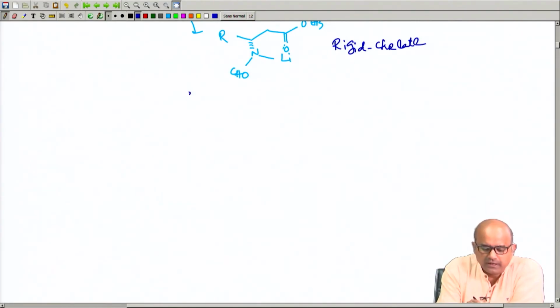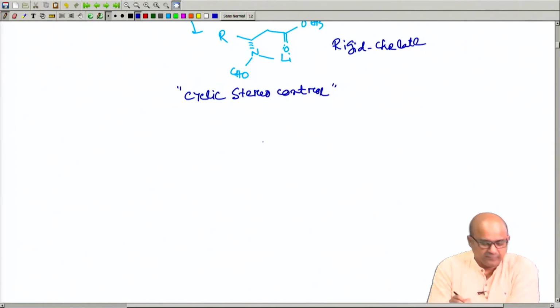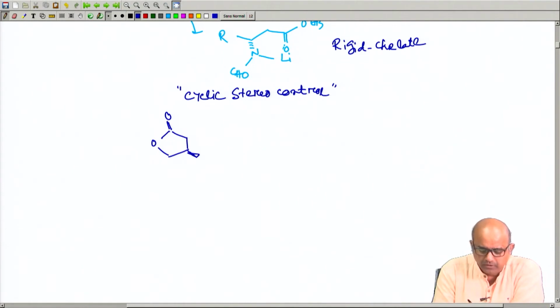But on the contrary, cyclic stereo control seems to be pretty well defined, because cyclic systems, as all of us know, have a well-defined conformational bias. Okay. Now, we will quickly talk about a few cyclic systems. Let us talk about a typical cyclic system which has this kind of structure. Now, this is a 5-membered lactone or butyrolactone, already having a pre-existing chiral center which is a beta allyl group.